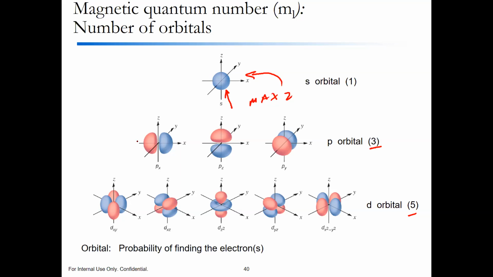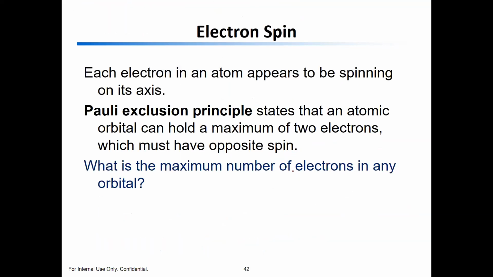So each one of these, how many can I have in here? 2, 2, 2. So p orbitals, I could have a maximum of 6, because there could be 2 here, 2 here, 2 here. D orbital, I could have a maximum of 2, 2, 2, 2, 2, up to a maximum of 10. So every orbital could have a maximum of 2 electrons. I could have less than 2, but maximum of 2.